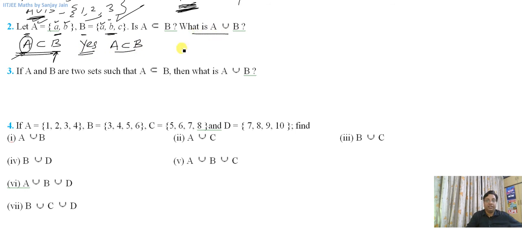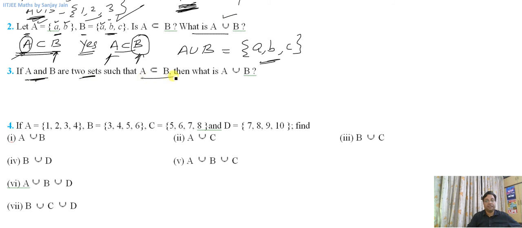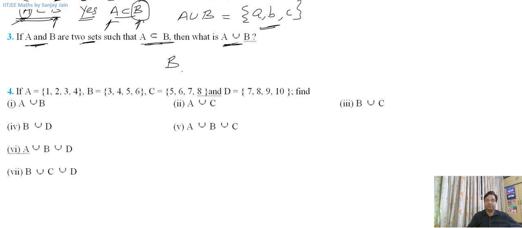What is A union B? A union B contains elements that are there in A or B. Also, we know that if A is a subset of B, the superset will be my union. If A and B are two sets such that A is a subset of B, what will be the union? Obviously B. Why? Because we just discussed it.